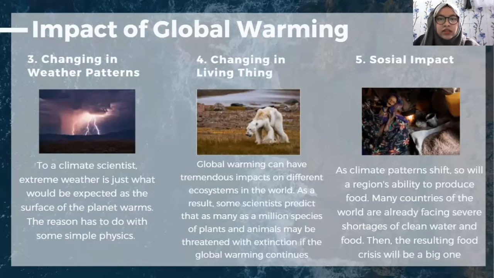The fourth is changes in living things. Global warming can have a tremendous impact on different ecosystems in the world. As a result, some scientists predict that as many as 1 million species of plants and animals may be threatened with extinction if global warming continues.